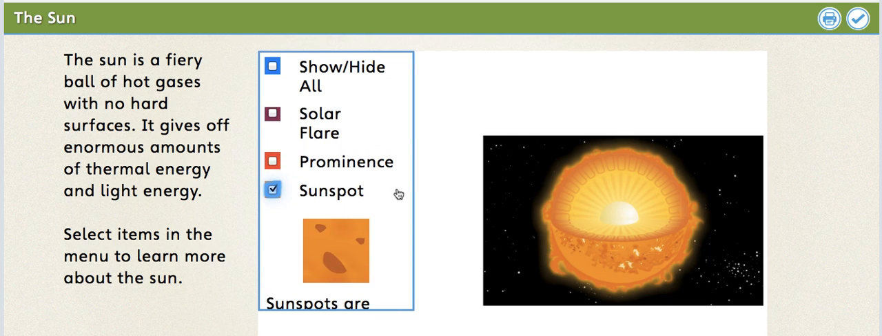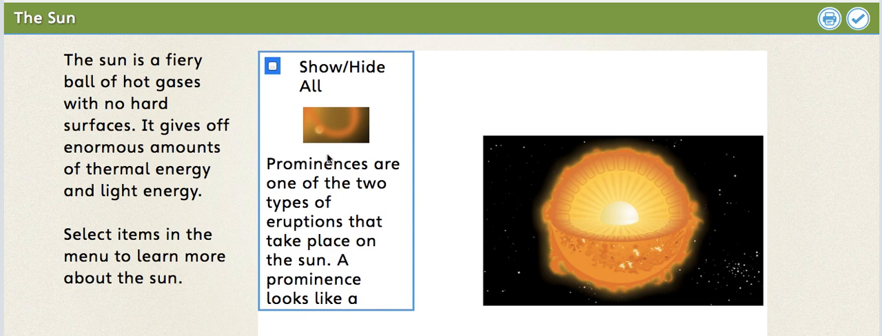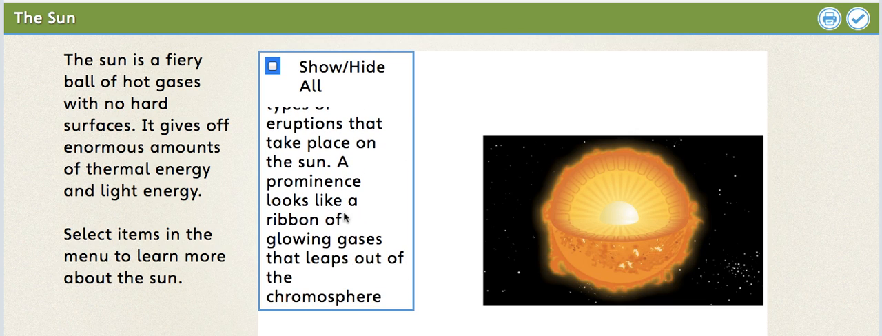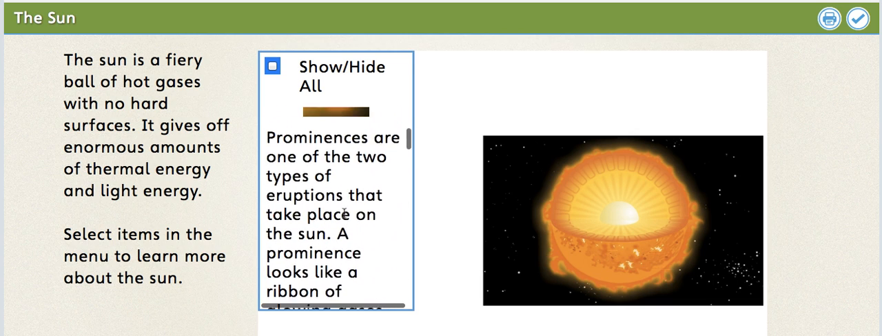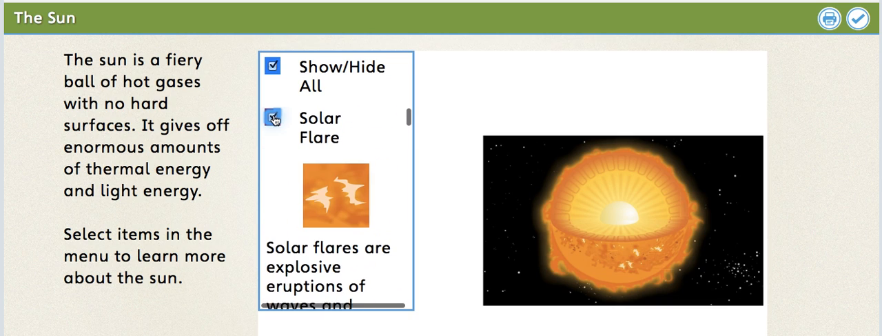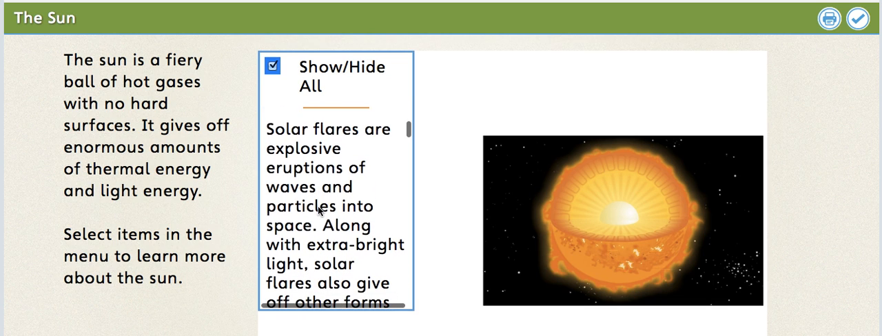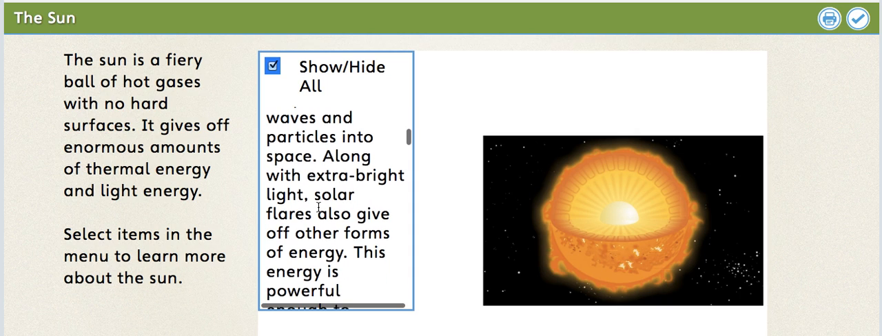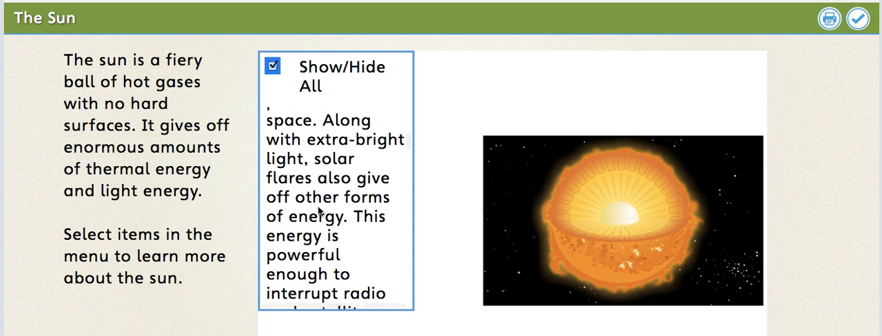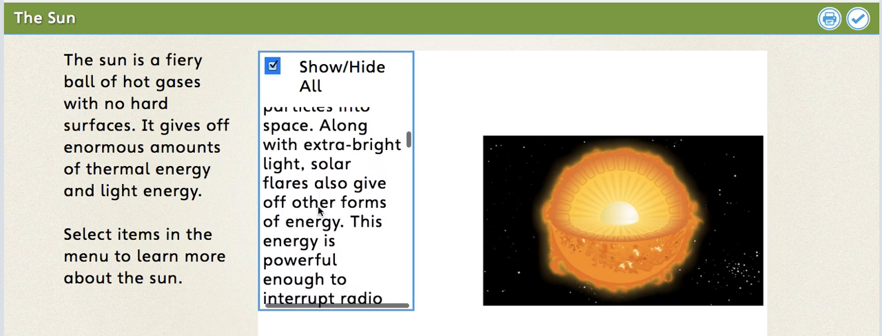We have the prominence and the solar flares, which are both types of eruptions that take place on the Sun. We said that the prominence looks like a ribbon of glowing gases that leaps out of the chromosphere into the corona, and this is how it looks. On the other hand, the solar flare is an explosive eruption that looks like volcanoes, and along with extra bright light, solar flares also give off other forms of energy. This energy is powerful enough to interrupt radio and satellite communication on Earth.